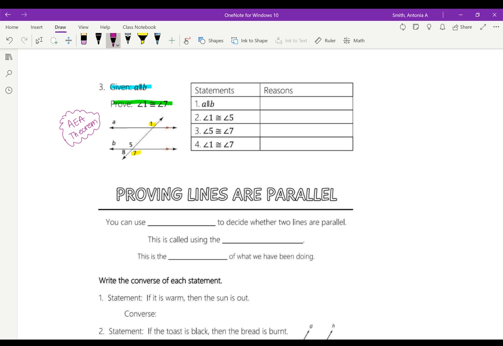So our first reason is always given. This information is always the given information first.